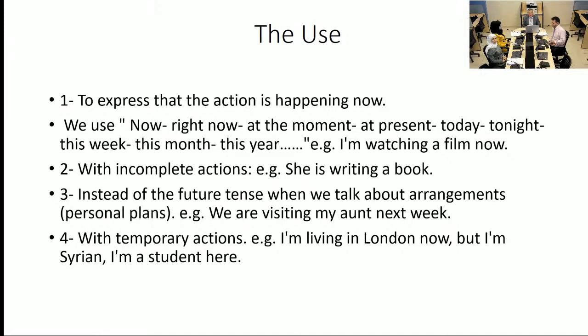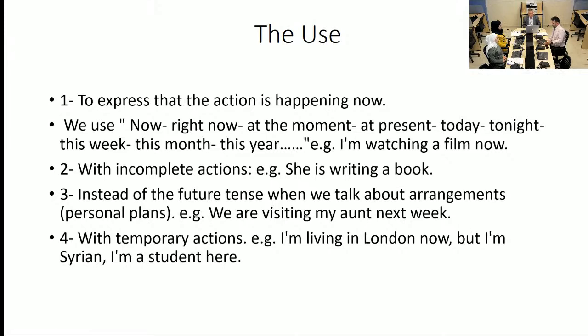Yes, dear students, the use of present continuous. We use the present continuous to express that the action is happening now, at the moment of speaking. When something is happening at the time of speaking, we use the present continuous tense. The keywords are: now, right now, at the moment, at present, today, tonight, this week, this month, this year. Example: I'm watching a film now.